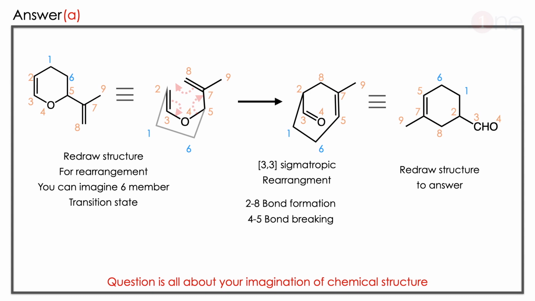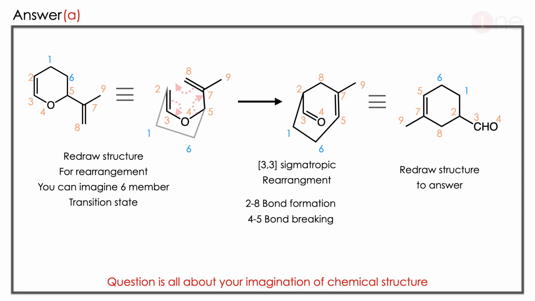The answer is A. Let us see how. This question is very simple but it involves your imagination. If you imagine correctly, you know the answer very easily. This is a compound involving a 3,3 sigmatropic rearrangement but it's difficult to imagine from the structure. So we redraw the structure for the rearrangement where I number the system. The 1st and 6th carbon we take away from the rearrangement part. So the 1st and 6th carbon are away from the system.